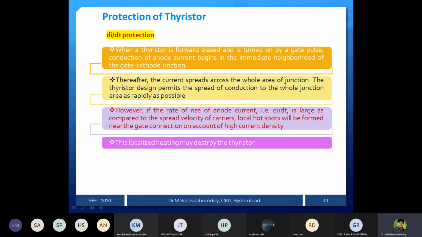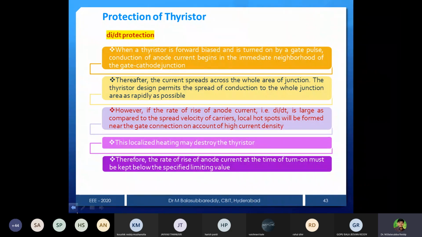It is very simple logic. You can see that if the dam inflow of water is at a very high rate and the outflow is small, then there is congestion. So what do we have to do? We have to always maintain that the rate of spreading of the current is faster than the rate of change of the current when the gate current is given. That is reliable operation. Otherwise, if di/dt is high and the spreading is low, a hotspot will be created.